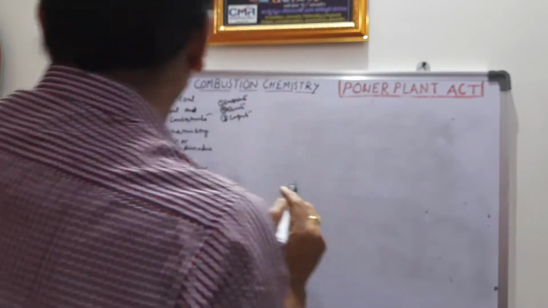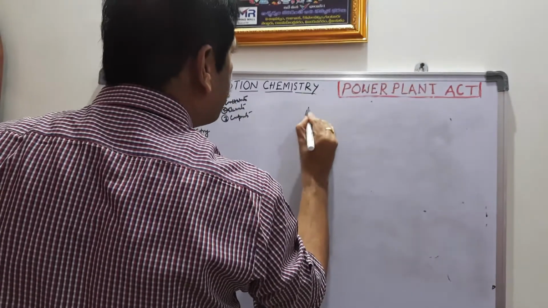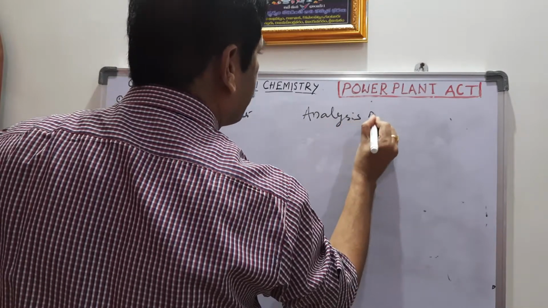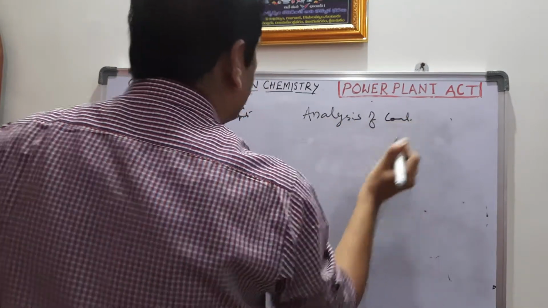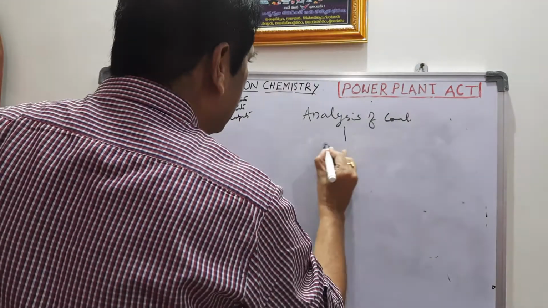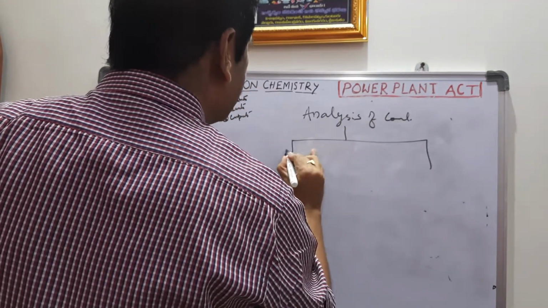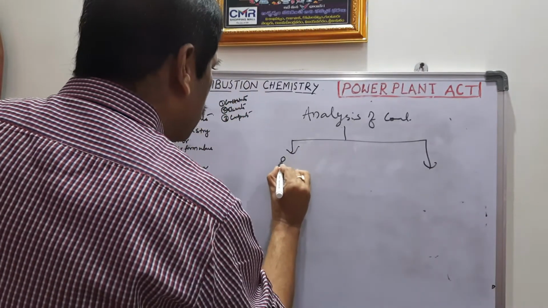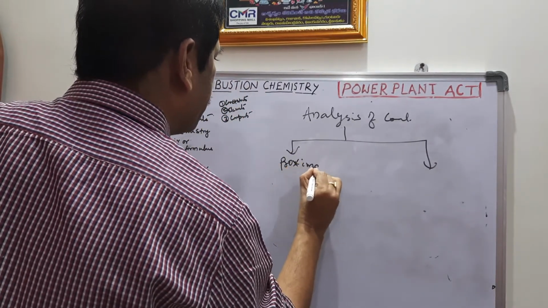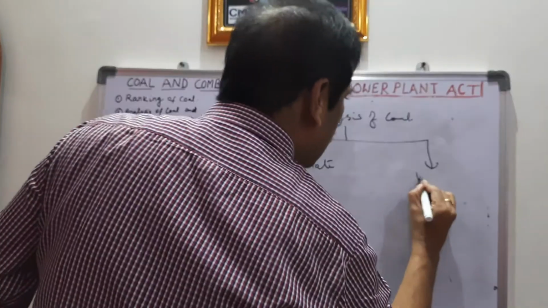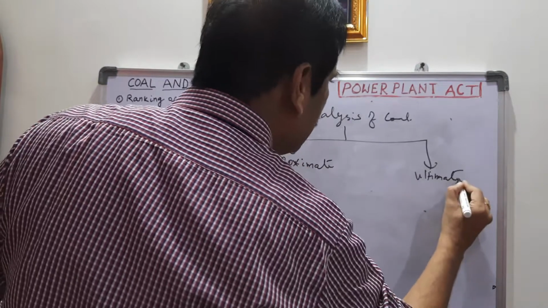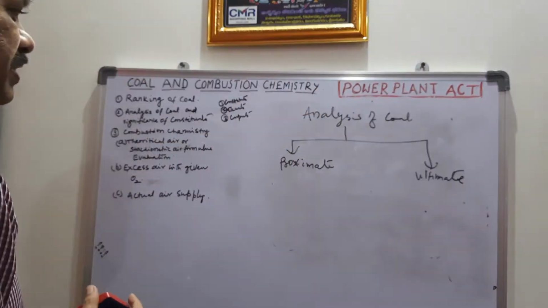Then analysis of coal. The analysis of coal will be taken in two methods. Number one is proximate and second is ultimate analysis. What is proximate and what is ultimate analysis?